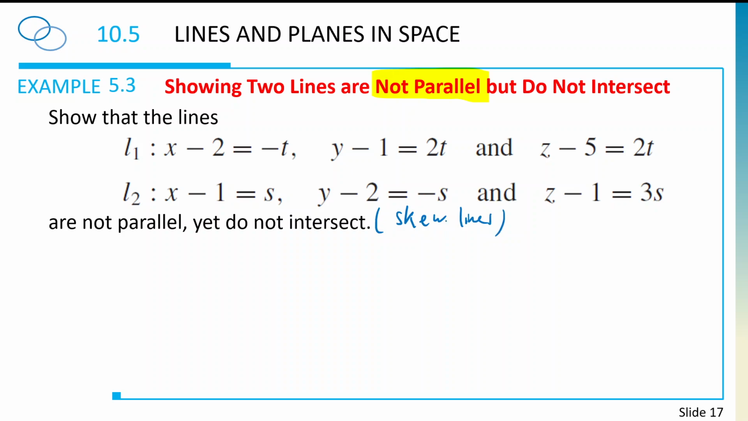Now, how can we do that? The idea to show that lines are skew means I need to show that they are not parallel to each other, and I need to show that they don't intersect. The first part is the easy one. I need to show that they are not parallel to each other.